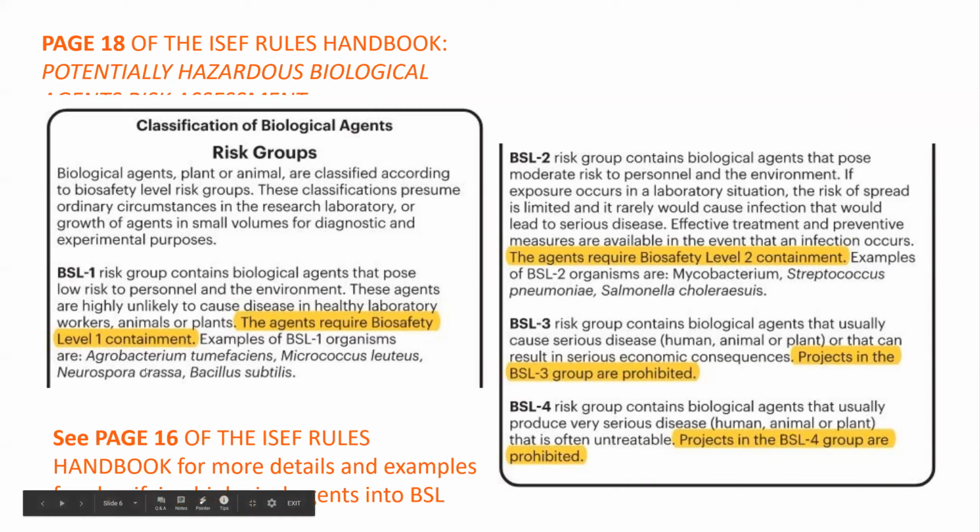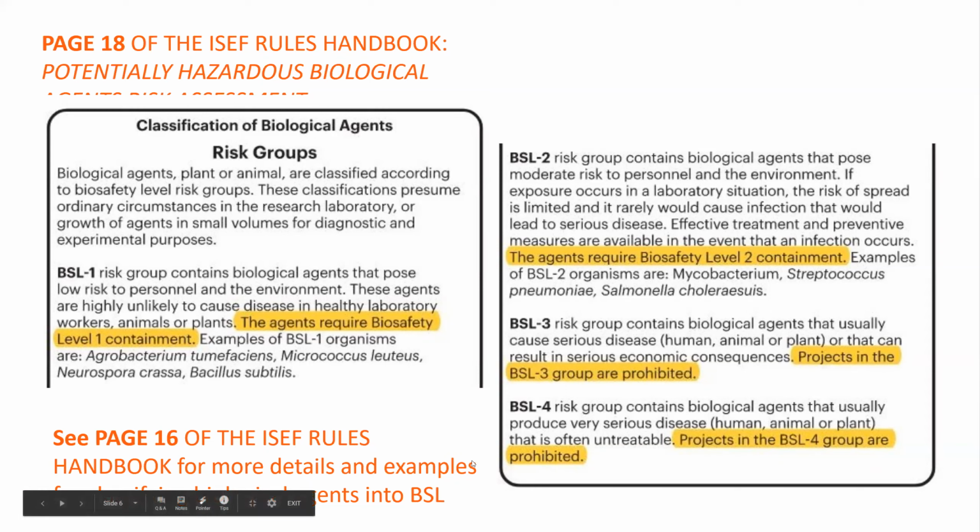Biosafety level 1 risk group has the lowest risk. Some examples are listed here. Biosafety level 2 risk group has moderate risk and has more restrictions for the environment in which it is researched. Some examples are listed here. Any biological agent with biosafety level 3 or biosafety level 4 risk group are prohibited for ISEF.